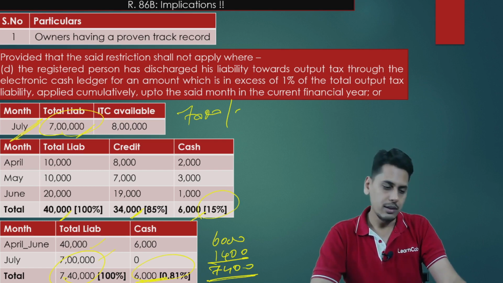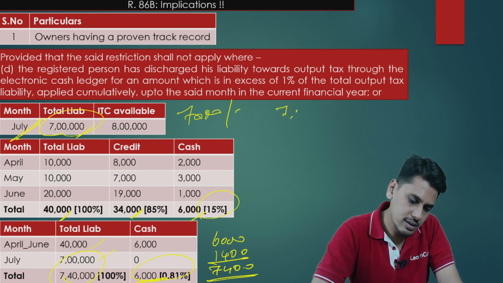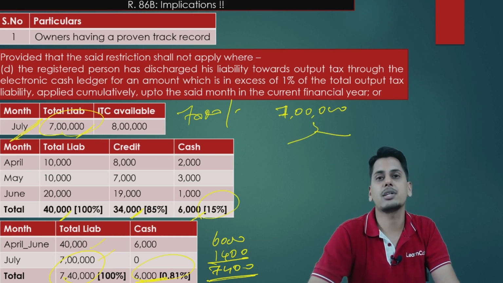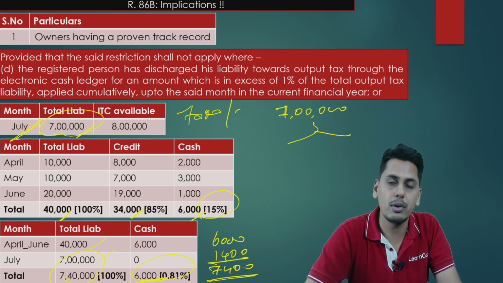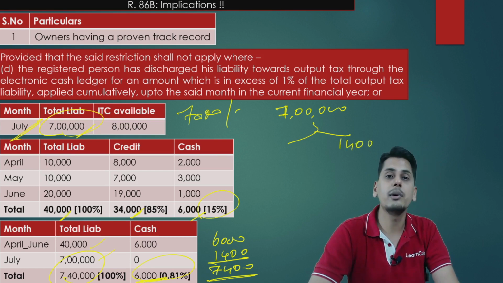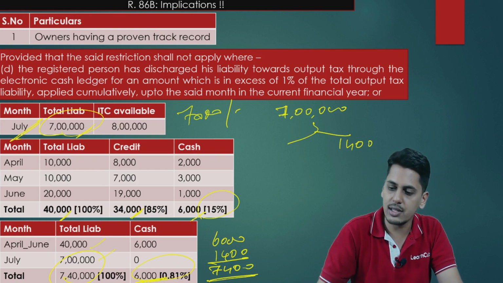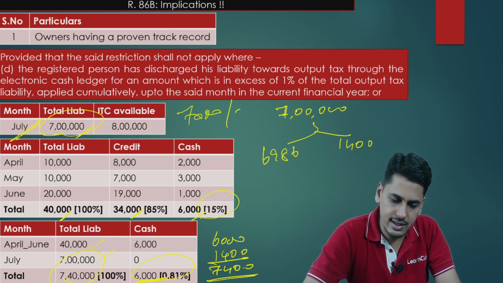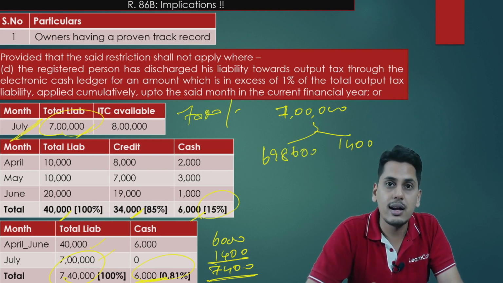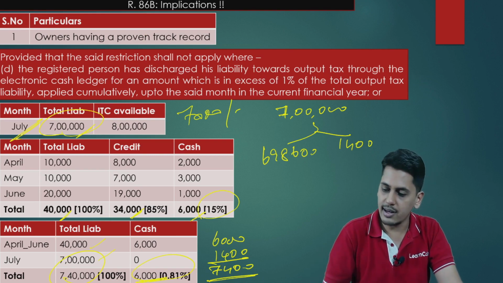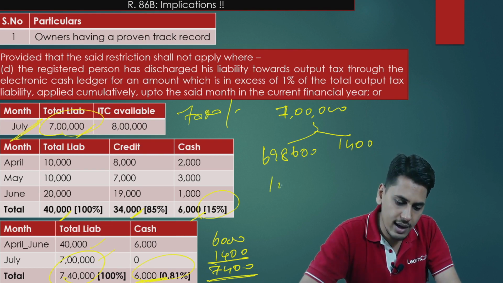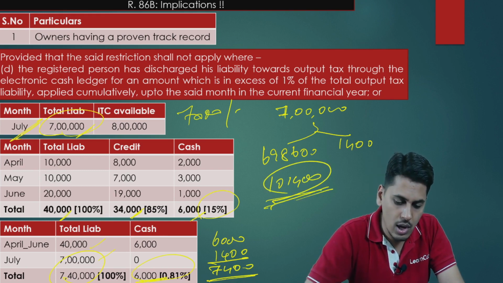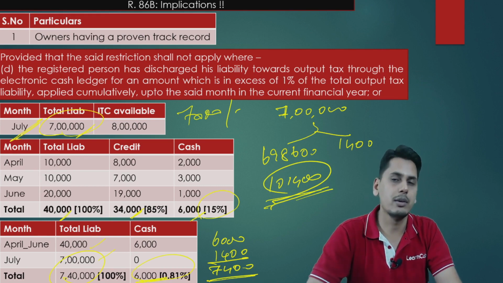So now friends, in this example, here we go. Total liability is how much? 7 lakhs. Out of this total liability, how much am I going to discharge from my credit ledger and how much am I going to discharge from cash ledger? From cash ledger, it is only going to be 1,400, and the difference of 6,98,600 I will be discharging from my credit ledger. And therefore, friends, the credit ledger carry forward to the next month is going to be 1,01,400. I am sure you are able to follow this.